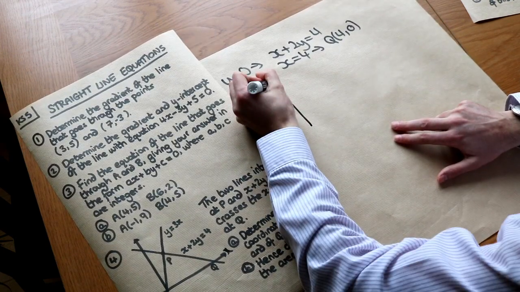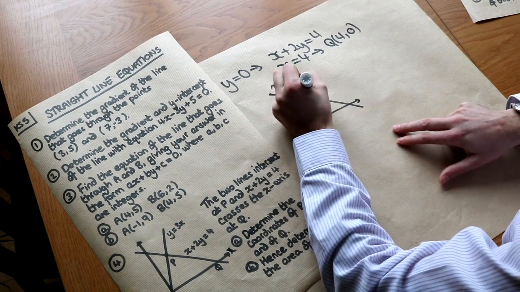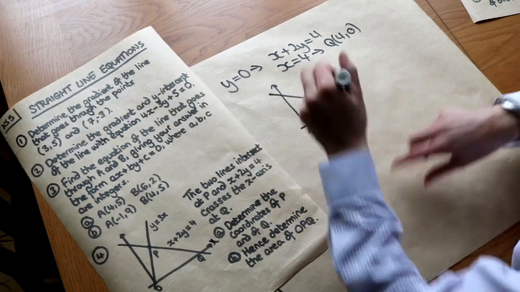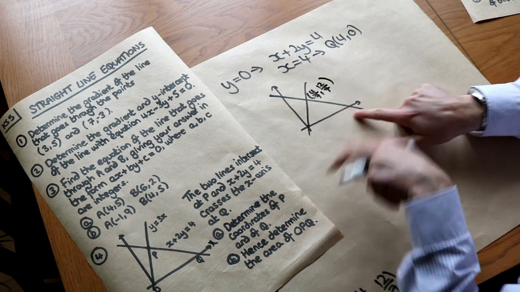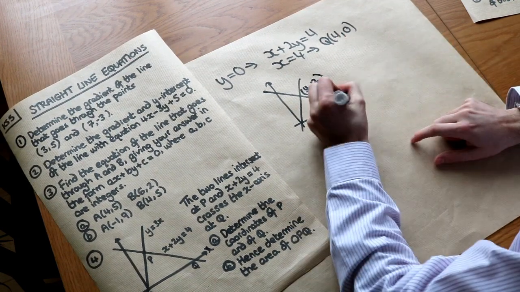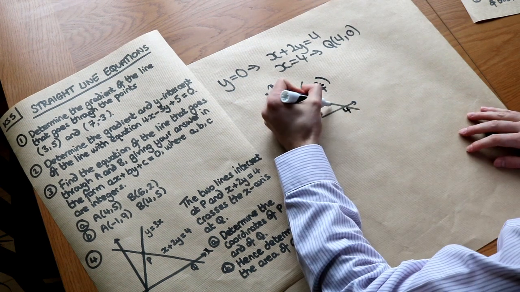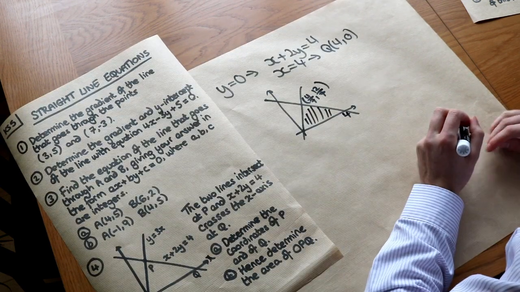So if I just quickly copy that diagram out, I've worked out that this coordinate here is 4/7, 12/7, and I've worked out that this x value here from over here is 4. Now we know how to find the area of a triangle. It's just half times base times height.